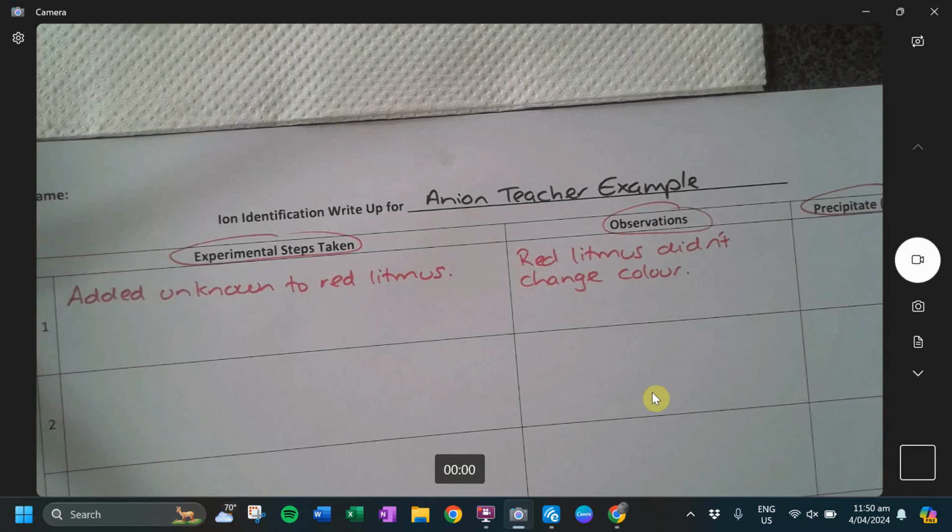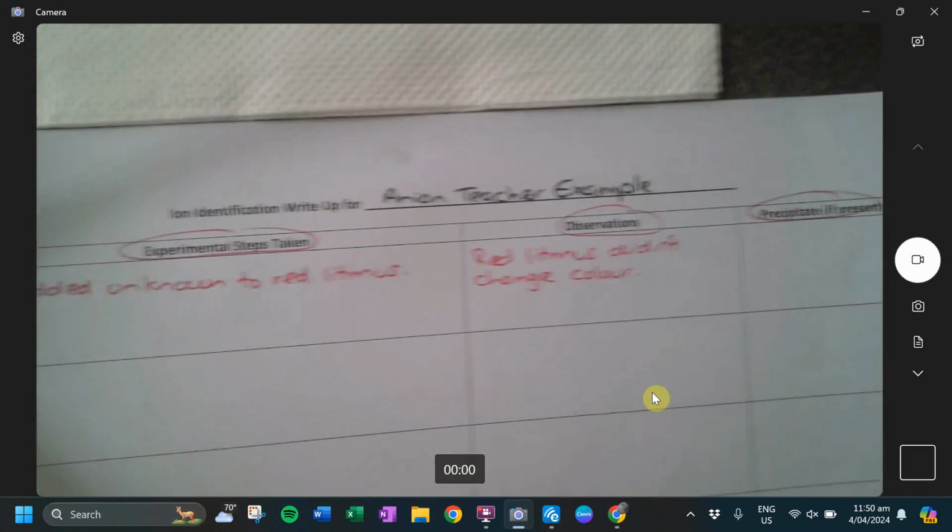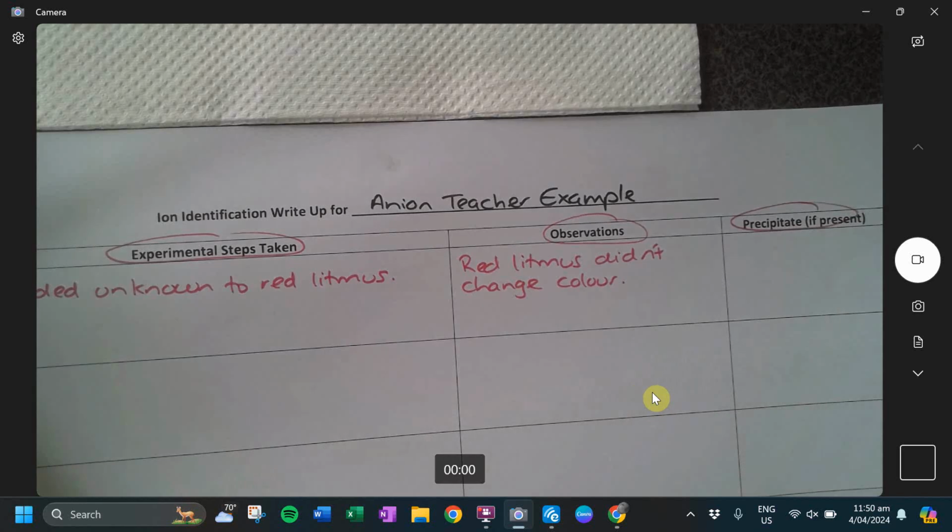Red litmus did not change color. Do I need to write anything for my precipitate? No, because there was no precipitate. All right, so that is one of the steps for the achieved.